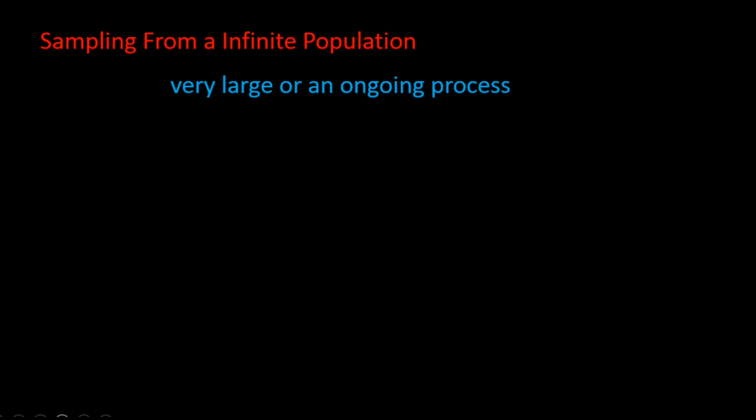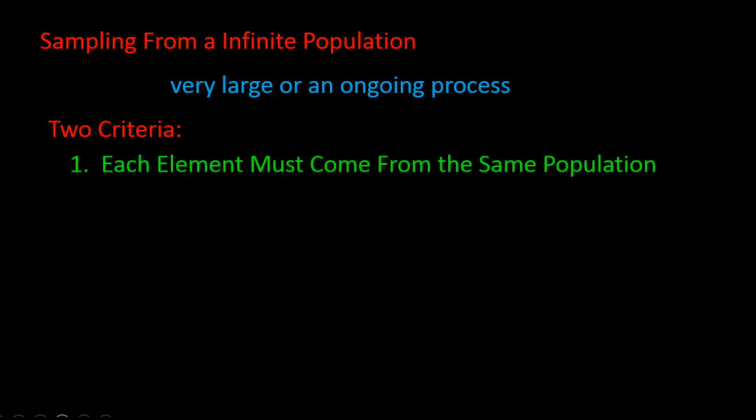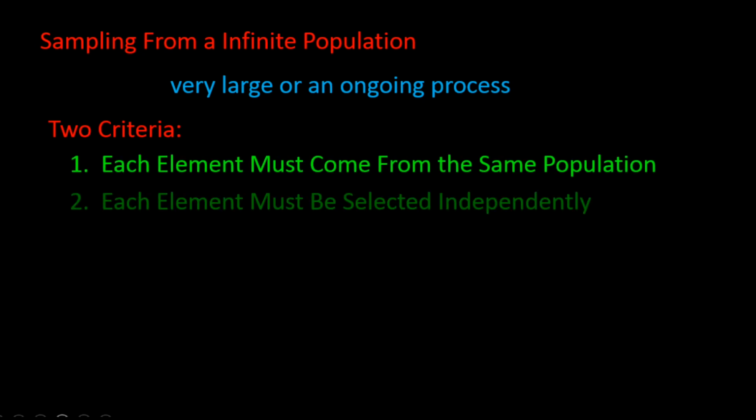In the case of an infinite population where we don't have a frame to pick from, we must make sure to pick a random sample so that two criteria are fulfilled. 1, each element must come from the same population, and 2, each element must be selected independently.